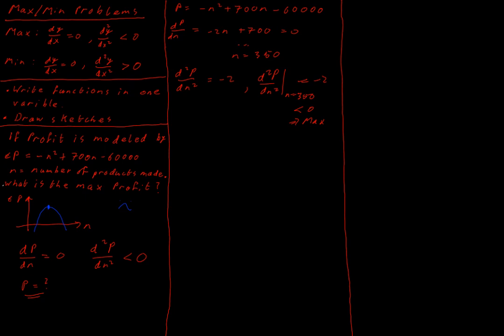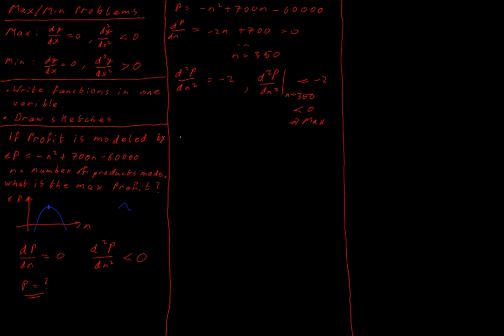Now, we know that a negative quadratic can only have a maximum. There is only a local maximum that can occur there, but we still have to do our check to make sure that we get all of those marks. So now I know that I have a maximum, and I know the number of products I should make in order to maximize my profit.